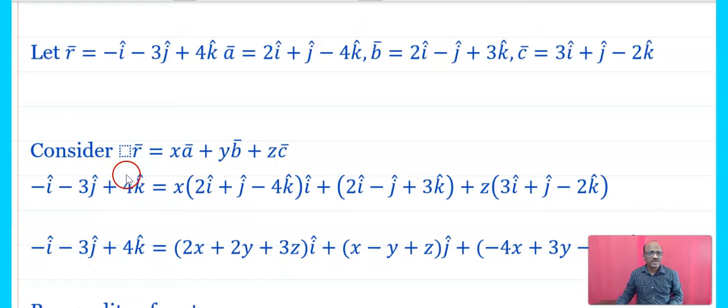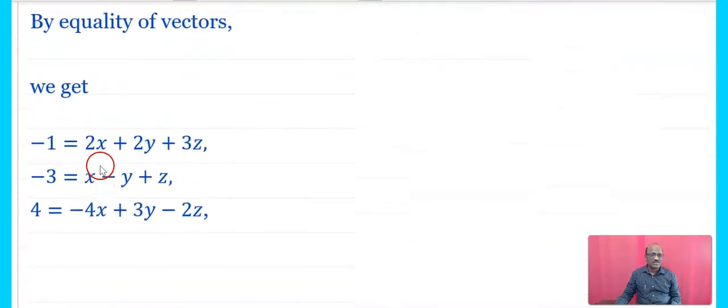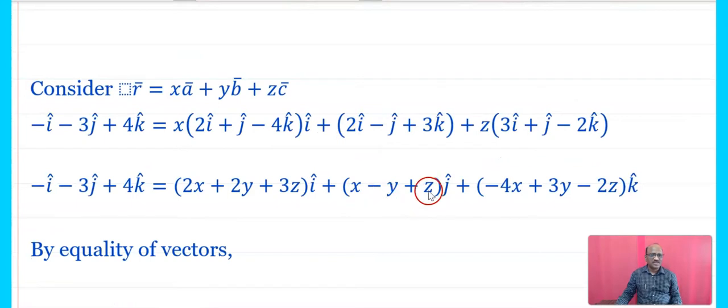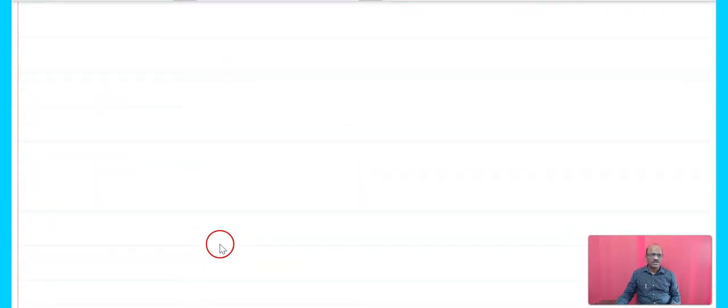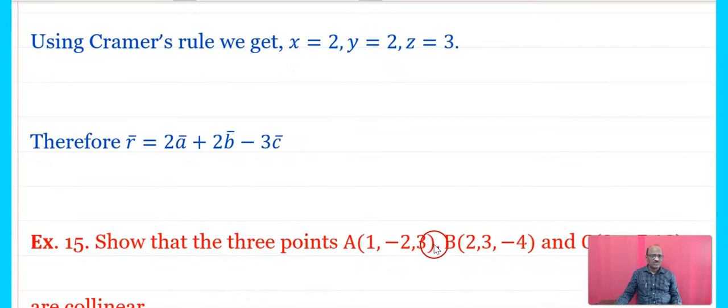Now here r bar is equal to x a bar plus y b bar plus z c bar. Substitute the values of r, a, b and c. Find the coefficients of i cap, j cap and k cap and equate them: 2x plus 2y plus 3z is equal to minus 1. Next, x minus y plus z is equal to minus 3. And the next is minus 4x plus 3y minus 2z is equal to 4. If we evaluate by using Cramer's rule, then we get x equal to 2, y equal to 2, and z equal to 3. And therefore, r bar is equal to 2a bar plus 2b bar minus 3c bar.